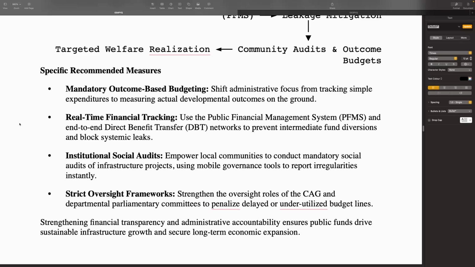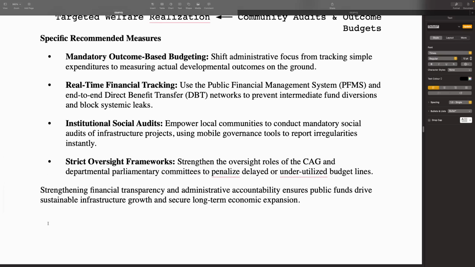Real-time financial tracking. Use the public financial management system, PFMS, and end-to-end direct benefit transfer networks to prevent intermediate fund diversion and block systemic leaks. Institutional social audits: empower local community to conduct mandatory social audits for infrastructure projects using mobile governance tools to report irregularities instantly. Strict oversight framework: strengthen the oversight roles of the CAG and departmental parliamentary committees to penalize delayed or underutilized budget lines. Strengthening financial transparency and administrative accountability ensures public funds drive sustainable infrastructure growth and secure long-term economic expansion.